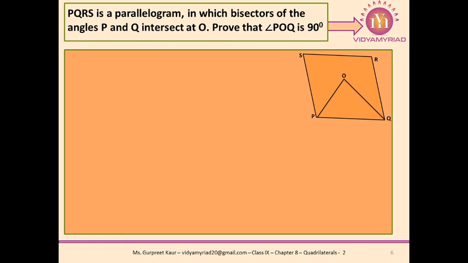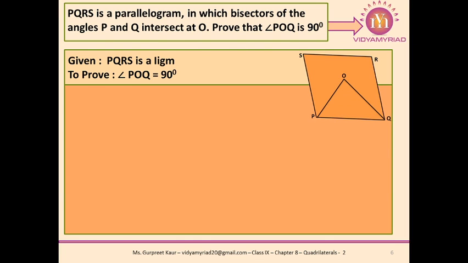Next question. PQRS is a parallelogram in which the bisectors of angle P and Q intersect at O. Show that angle POQ is 90 degrees. So this is a very simple question. We already know that PQRS is a parallelogram, and in a parallelogram we know that the sum of the co-interior angles is equal to 180 degrees. Based on that we will try to solve this question.